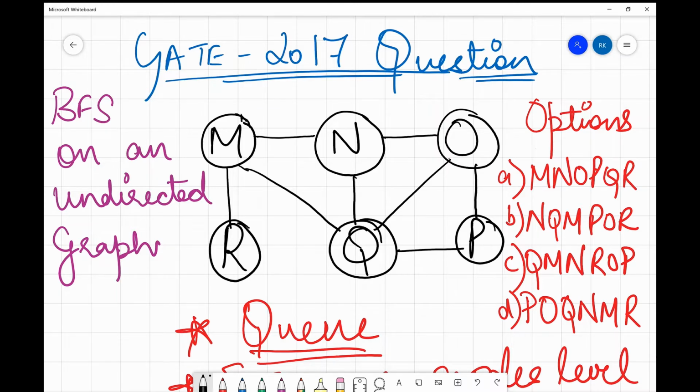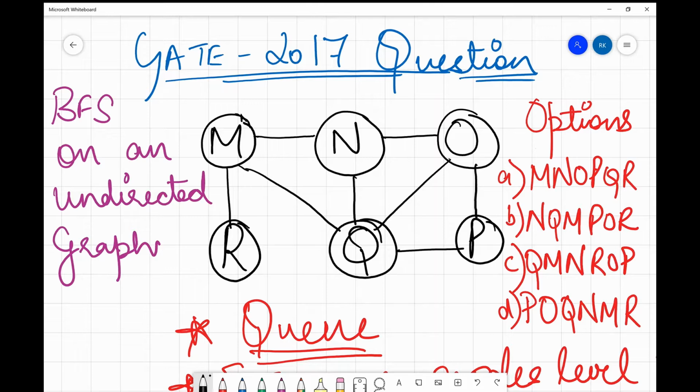A very important thing you'll see when you analyze this graph is that none of the nodes is marked as the starting point. That means the examiner wants us to check with any of the nodes; any of these nodes could be a starting point for the breadth first search. Next, we have been given multiple options for the answers, so we need to proceed in that direction.